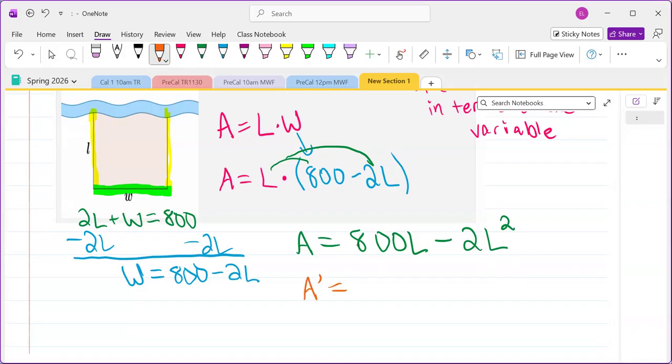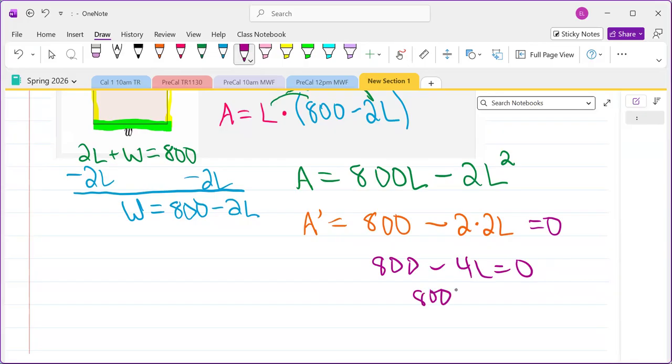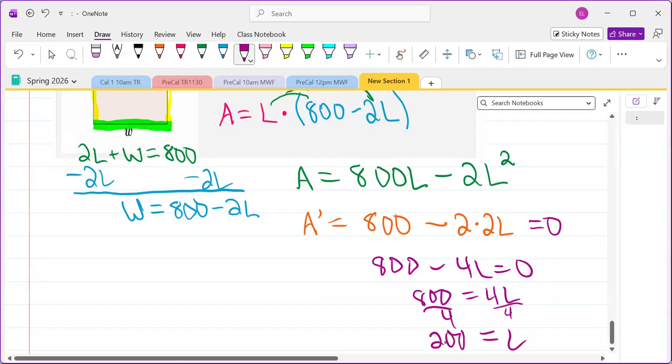So A prime equals the derivative of 800L, which is 800, minus 2 times the derivative of L squared, which is 2L. And we set this equal to 0. So I've got 800 minus 4L equals 0. I add the 4L over and then divide by the 4. So my length is 200 feet.